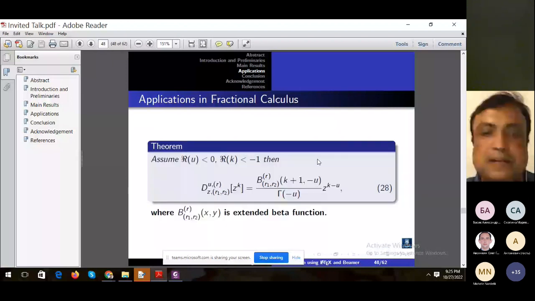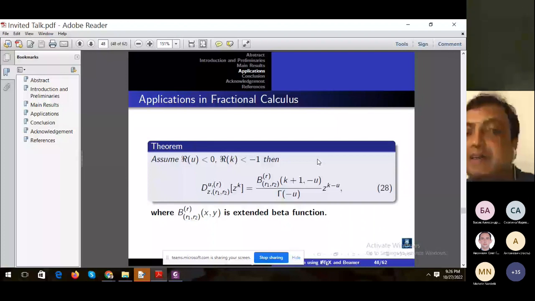Then these are some composition formulas. We have operated our extended Riemann-Liouville fractional operator on z raised to power k, and we easily got the result in terms of the extended beta function and the classical gamma function.